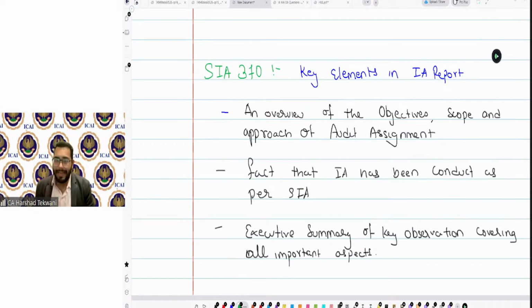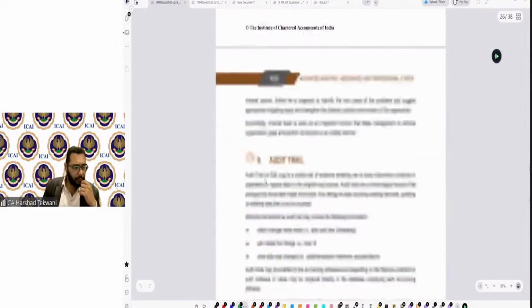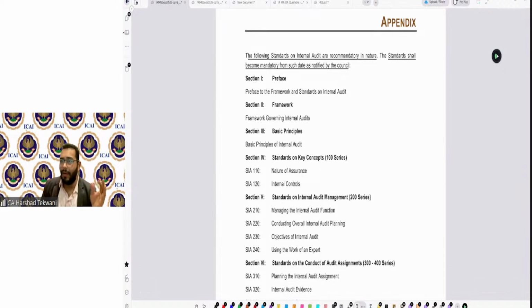In your study material, you have a list of standards. If you have time, please try to glance at those standards. You will get good clarity about the topic. Let me show you quickly. So these are the standards. As of now, these standards are recommendatory in nature. The standards shall become mandatory from such date as notified by the council. Once the council notifies these standards, it will become mandatory to comply with them.